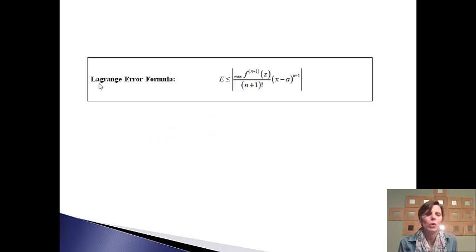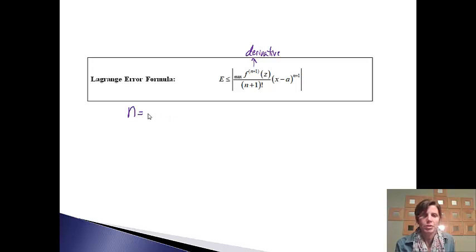The Lagrange error formula says our error is going to be less than or equal to the max of f to the n plus 1 of z, and that actually does not mean raised to the power, that means the derivative, whether it's a fourth derivative or third or second or whatever, times x minus a to the n plus 1, all over n plus 1 factorial. In order to use this formula, it actually is not a hard formula to use at all, as long as you know what everything means in the problem.